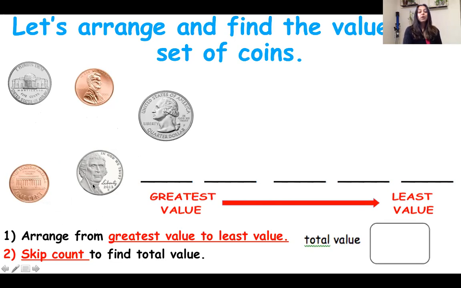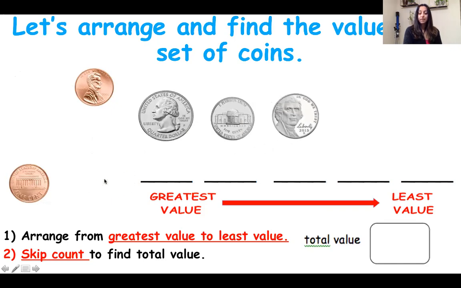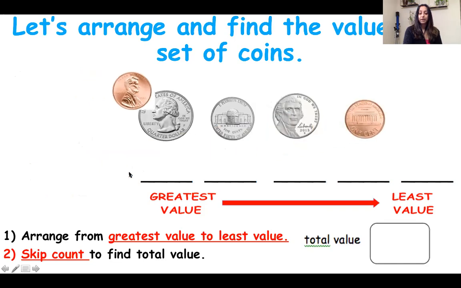Out of what's left, the coin that's worth the most money is a nickel. And we have 2 nickels. So the next 2 coins would be our 2 nickels. I go back to my money. I see that I have pennies left, and the pennies are the least valued coin. So those would be last, the last 2 pennies.